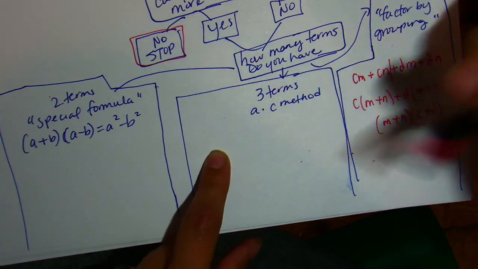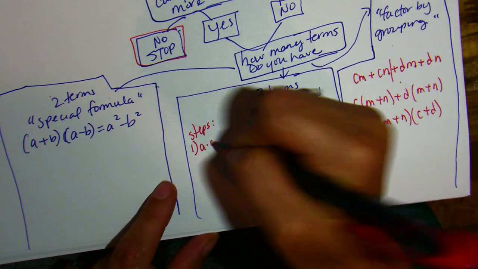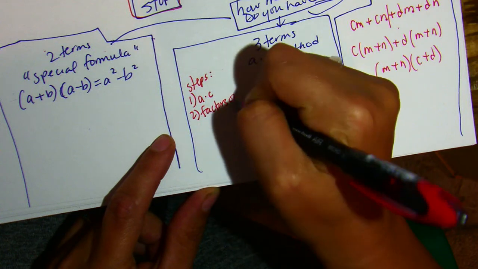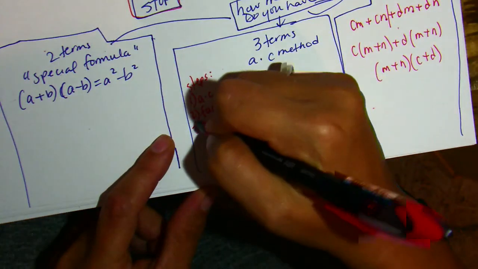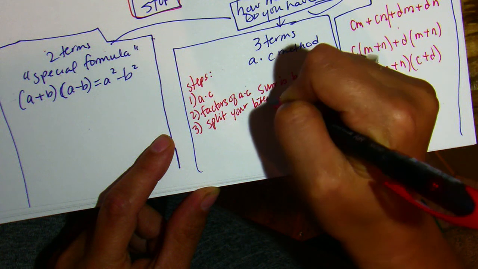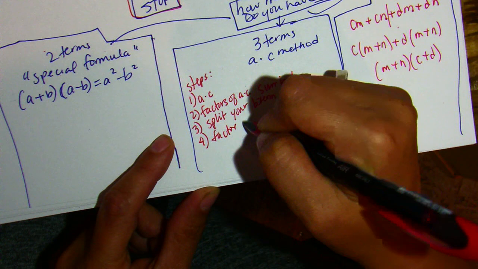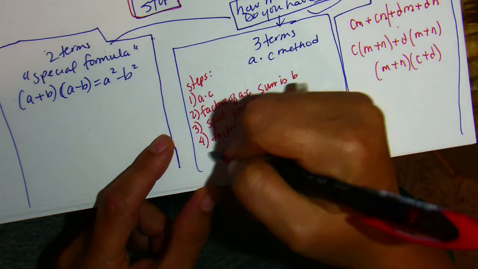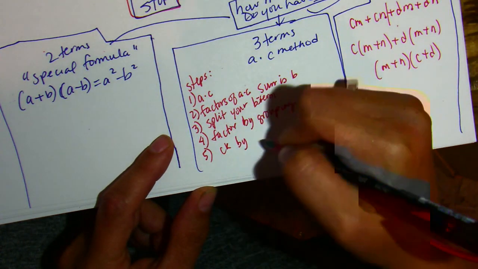So this is where I'm going to write my A times C steps. The first one is take your A times your C and multiply that out. Step 2 is you need factors of the A times C whose sum is the B. Then the third is split your B term so that you have 4 terms, leaving you with factor by grouping. Factor by grouping for your 4th step, and then of course it's always wise to multiply it out. Check by multiplying.